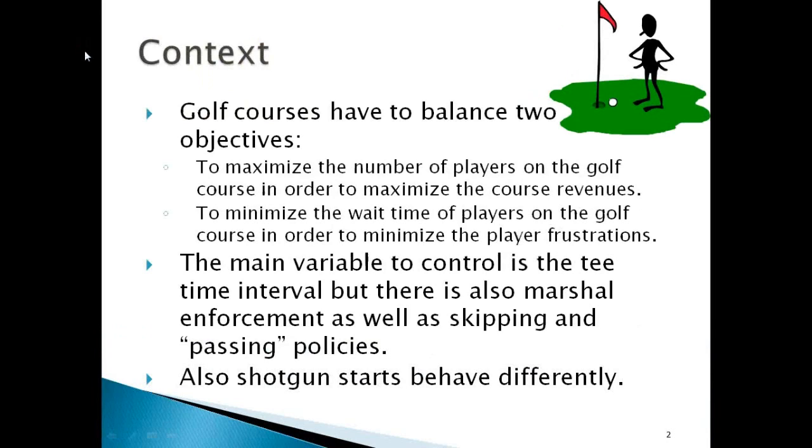Golf courses have to manage two objectives. First, to manage the number of players on the golf course in order to maximize course revenues. Second, to minimize the wait time of players on the golf course in order to minimize player frustrations. The main variable to control here is the tee time interval, but there's also marshal enforcement as well as skipping and passing policies. Also, shotgun starts behave differently.